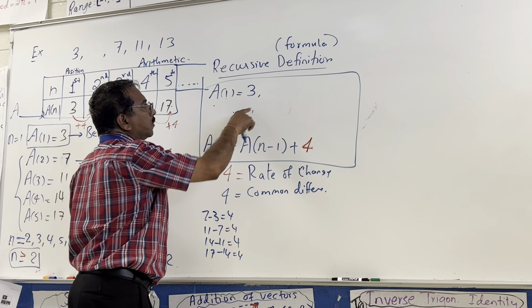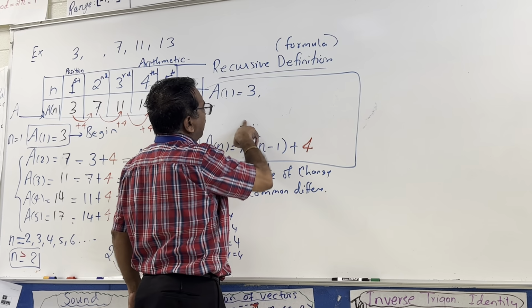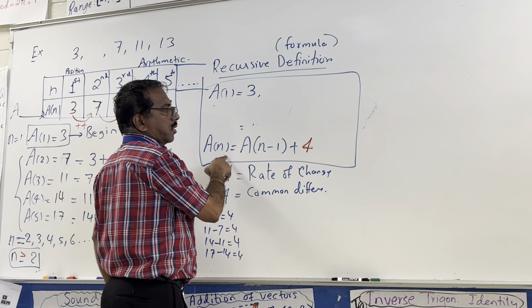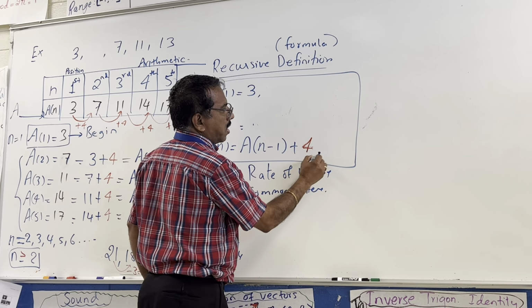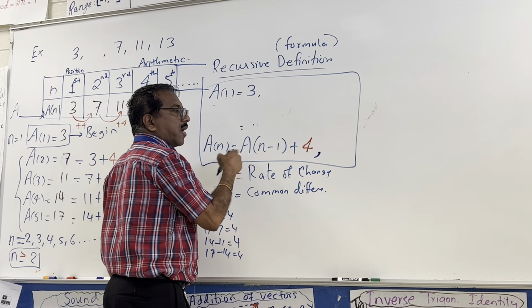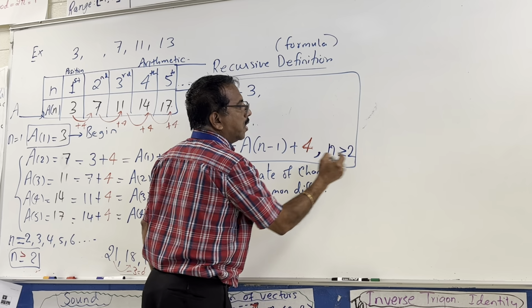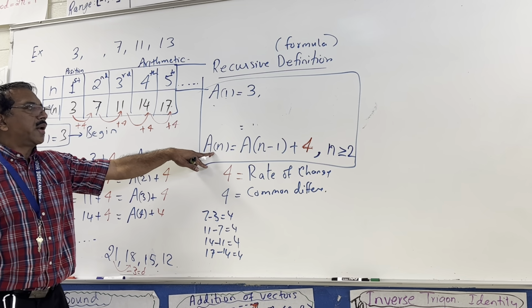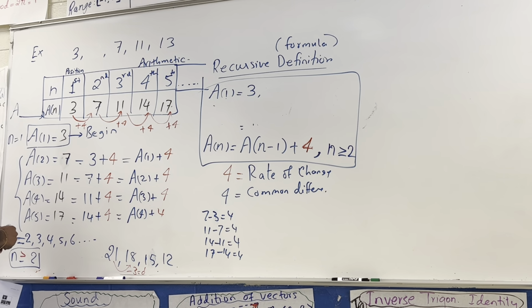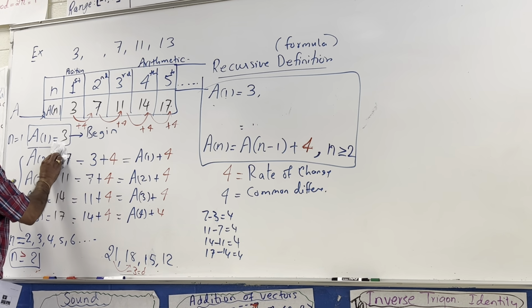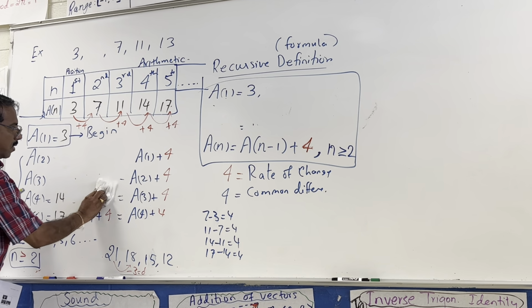So first one is the 3, and then any term is this, and you put a comma there, and then say, okay, this is valid for n greater than or equal to 2. So that's 2, 3. So that's what that means. So the same thing, I can wipe this off. So in between, and say, okay, let me take this off.